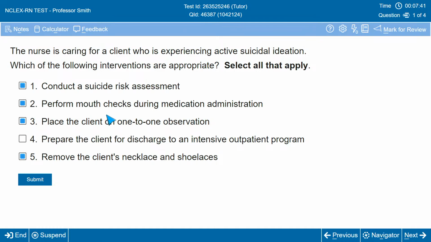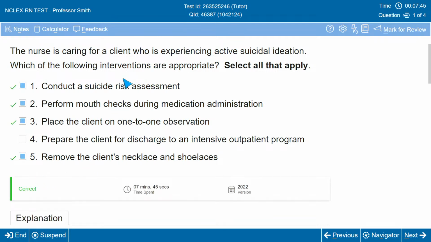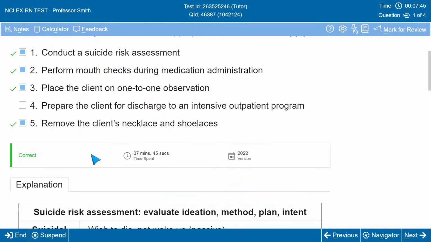Thank you for answering in the chat, and we were able to read your responses. Now let's see if you were correct. It looks like we answered right here. If you put 1, 2, 3, and 5, you were correct.